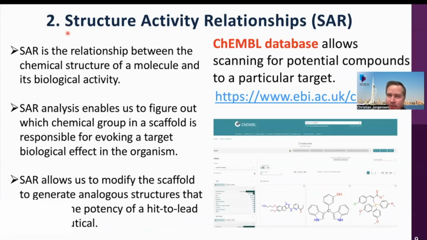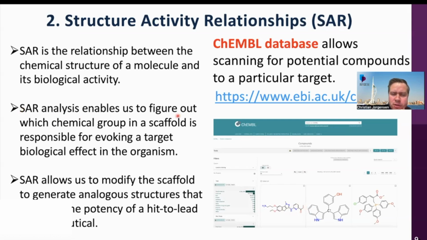Called structure-activity relationships. And this is a very nice way of analyzing the relationship between the chemical structure of a molecule and its biological activity. So you look at a compound, you look at how changing the compound changes the activity of the compound, so changes to the structure.